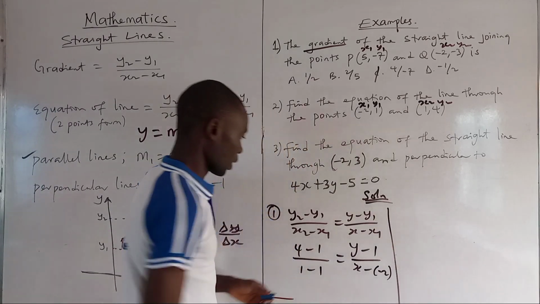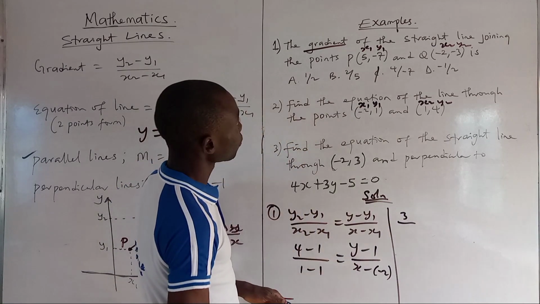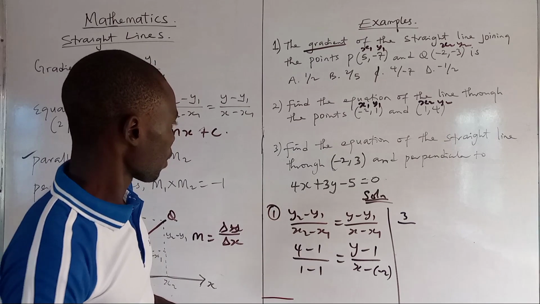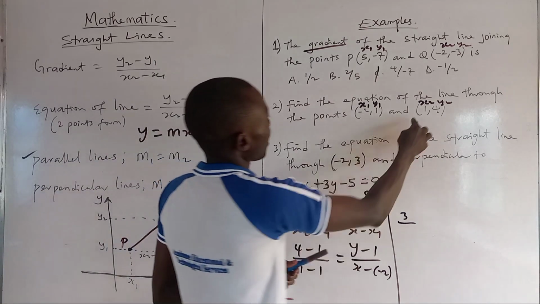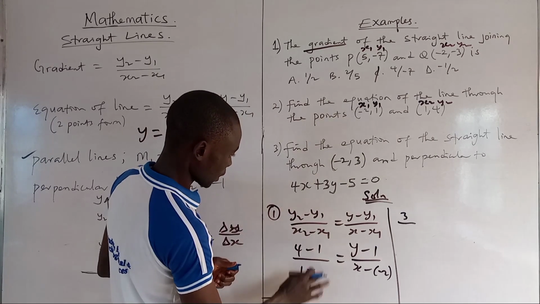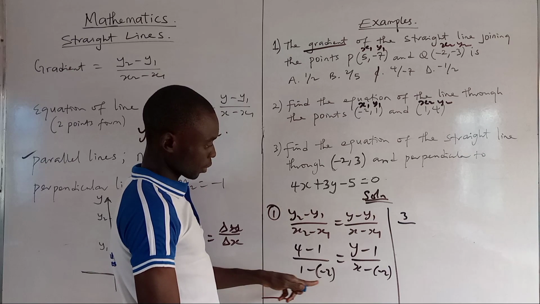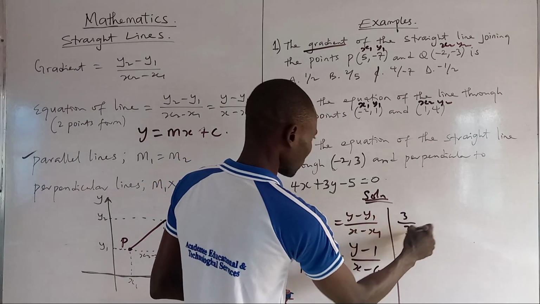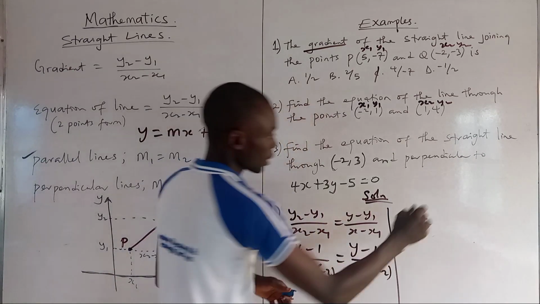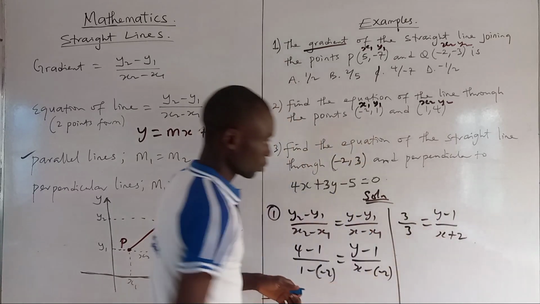So putting this together now, 4 minus 1 is 3, and y1 minus 2. S2 minus S1: our S2 is 1, our S1 is minus 2. Sorry for that, minus 2. So 1 minus minus 2 will also give us 3. So having this now equals y minus 1 over x plus 2.